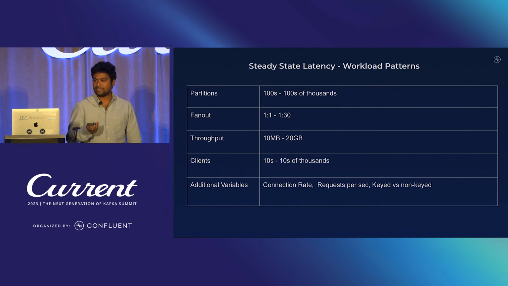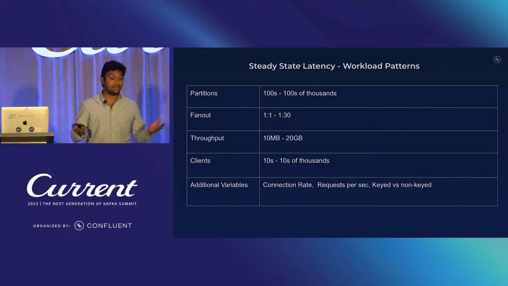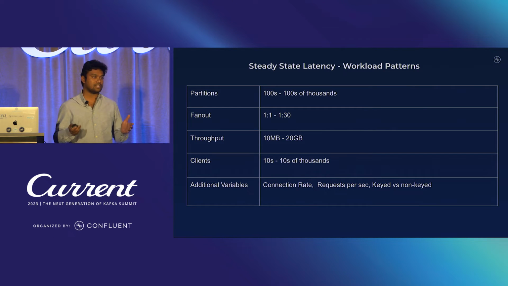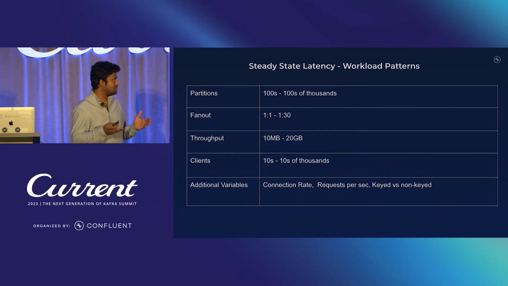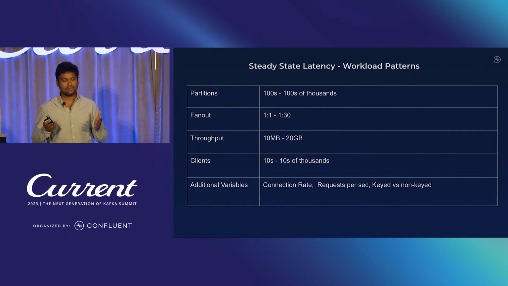Before we get into the optimizations, we have to understand what workload patterns our customers are using. Confluent Cloud runs around 30,000 plus Kafka clusters, probably the biggest distribution in the world. So we had the unique opportunity to figure out what the customers are doing so that we can optimize for those specific workload patterns. There are a bunch of factors that impact latency. Specifically, you can think of partitions, fan out, throughput, clients. These are the major things that you have.